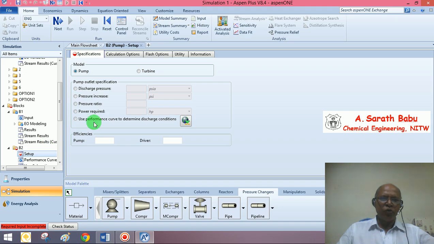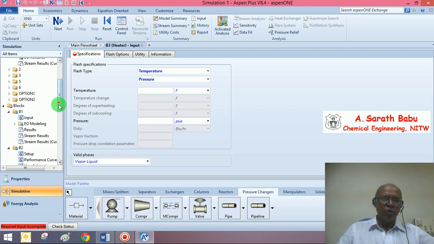Now this is with respect to the pump. Now I know the discharge pressure for the pump should be 73.48. The inlet pressure is 14.7. Now the discharge pressure is 73.48, right? So the block B2 is specified. So go to the next input screen.